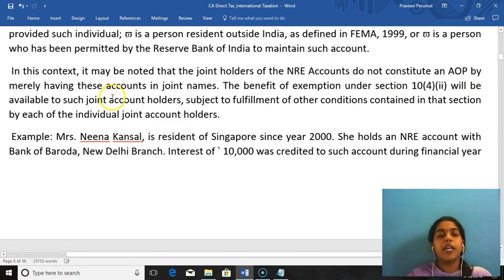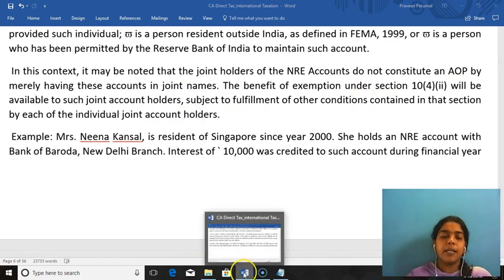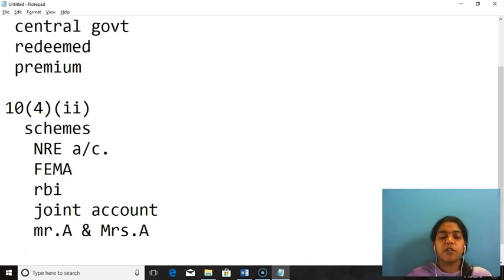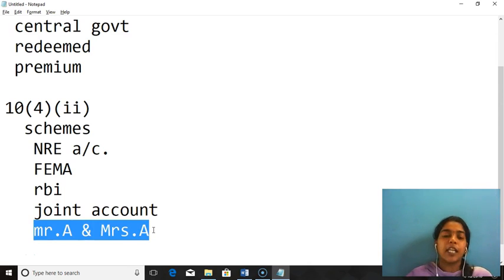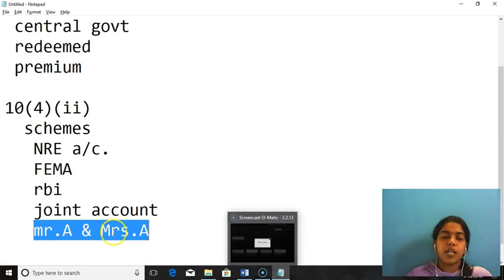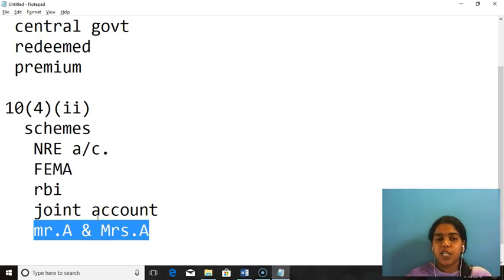So, the benefit of exemption will be available to such joint holders subject to fulfillment of other conditions contained in that section by each of the individual joint holders. So, for example, let us take Mr. A and Mrs. A as joint holders of the NRE account. So, they are not an association of persons. Just because they are joint holders does not make them an association of persons. So, the benefit will be extended to both Mr. A as well as Mrs. A. The benefit of exemption will be given to both Mr. A and Mrs. A. And what is to be done? The conditions which have been specified should be fulfilled and satisfied by each of the joint holders. So, both Mr. A as well as Mrs. A have to fulfill the conditions as spelled out in this section, and the benefit will be extended to both Mr. A as well as Mrs. A.